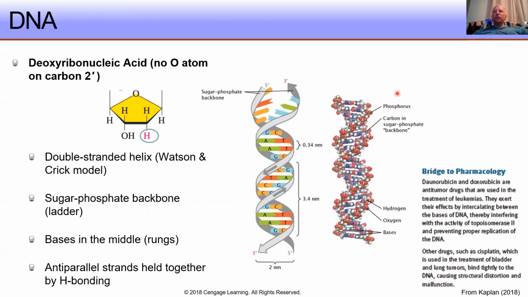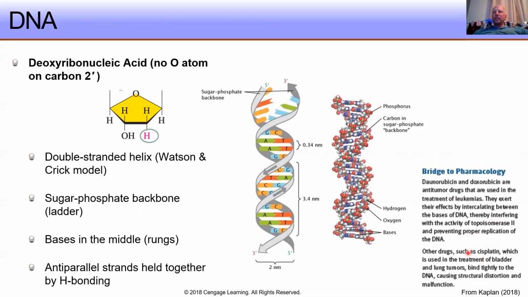And here we have a little bit of pharmacology. We have a couple of anti-cancer drugs used to treat leukemia. And the way that these two drugs work, they insert between the bases of the DNA and they interfere with the activity of an enzyme called topoisomerase 2, which we're going to talk more about in a minute. But it's an enzyme that's required for the proper replication of DNA.